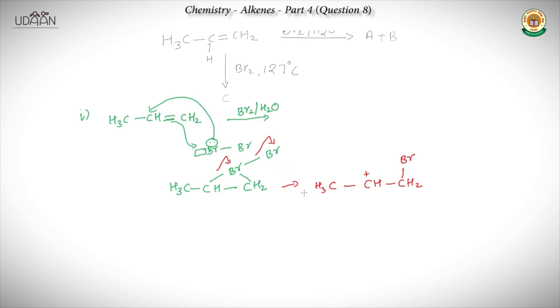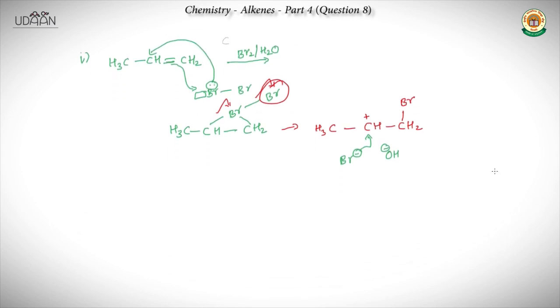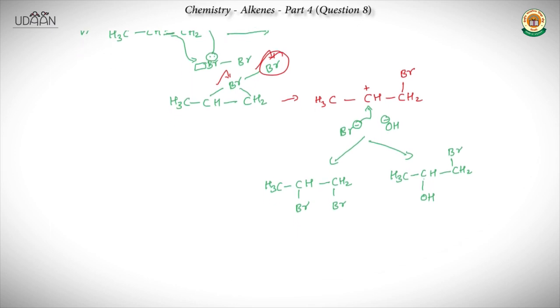Now, in the mixture you have two nucleophiles. One is the Br minus, and one is OH minus, which comes from water, you can say. Now, following these two, you can have either H3C, CH, Br, CH2, Br. This is one thing, and the other one is H3C, CH, CH2, Br, and OH on the second carbon. It's quite simple. Now let's move into the second part of it.